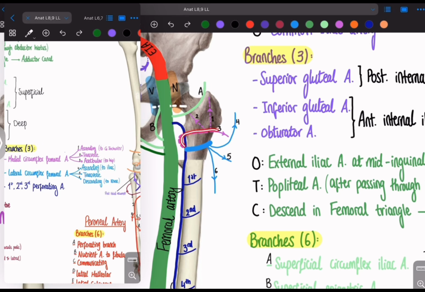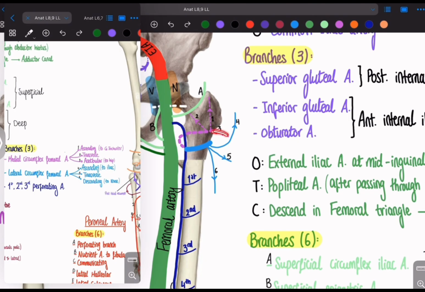The second branch for the medial is going to be transverse, just like the one we just mentioned in the lateral. So we're going to have ascending and transverse, same as the lateral. The third branch is not going to be descending. We don't have descending in the medial. We have acetabular.